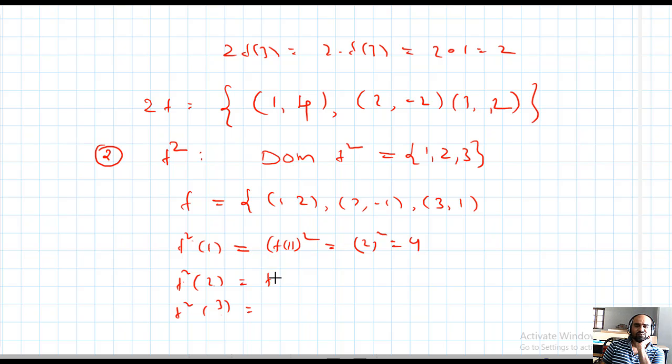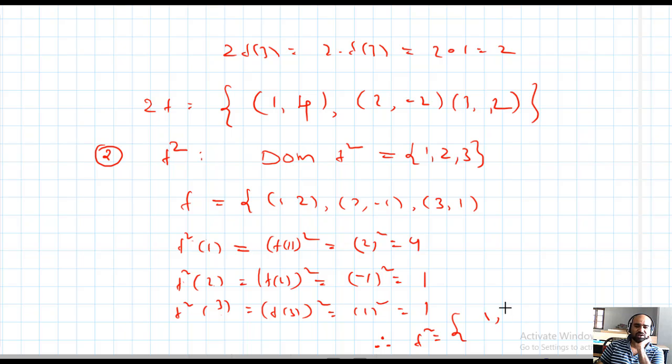Next, f of 2 whole square. F of 2 means what? Minus 1. Minus 1 squared means 1. The next, f of 3 squared. What is f of 3 here? F of 3 is 1 only. 1 squared is 1. Now I want to write f square. F square equals 1 comma 4, 2 comma 1, and 3 comma 1.